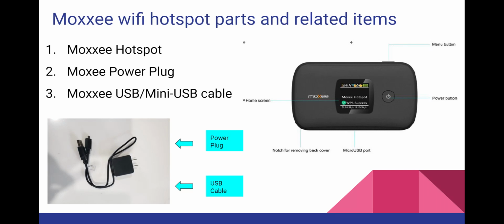You will receive three items related to the device: the Moxxee mobile Wi-Fi hotspot device, a power plug, and the USB cable which connects the power plug to the Moxxee device to charge. When not in use, please keep these items in a safe place.